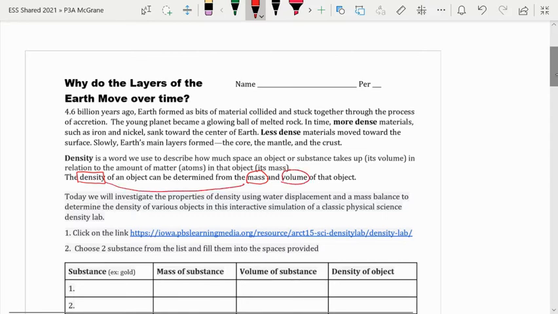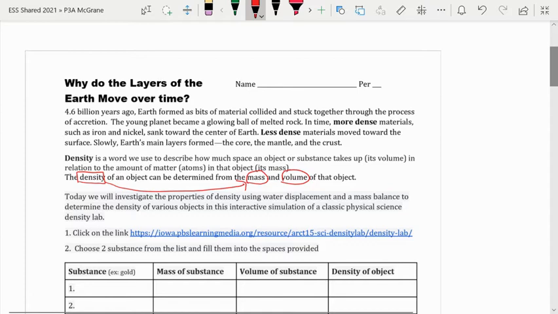If we want to figure out an object's density, you have to know the mass of the object, meaning how many atoms are in that object, and the volume of that object, meaning how much space that object takes up in the universe. For example, if you wanted, well, we'll just move on.